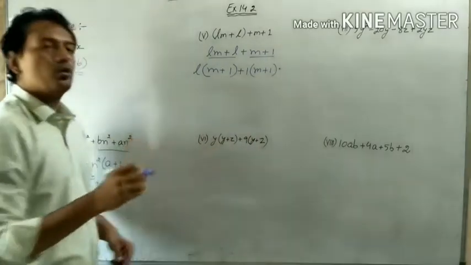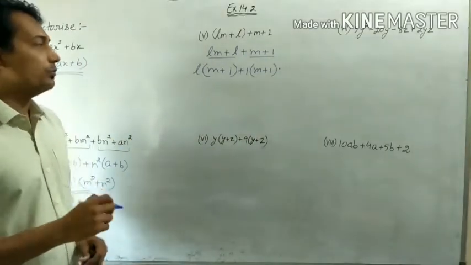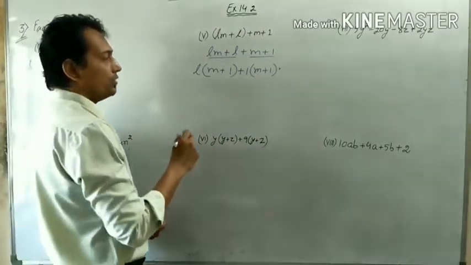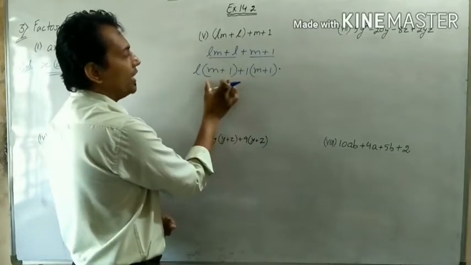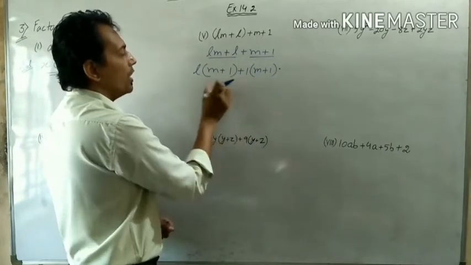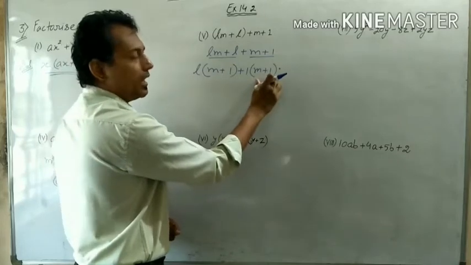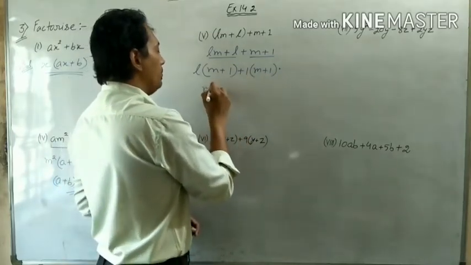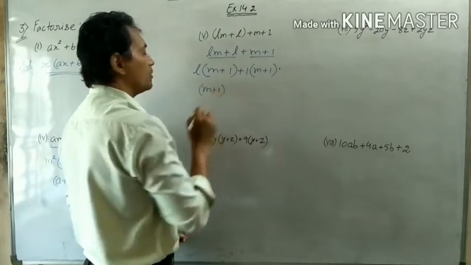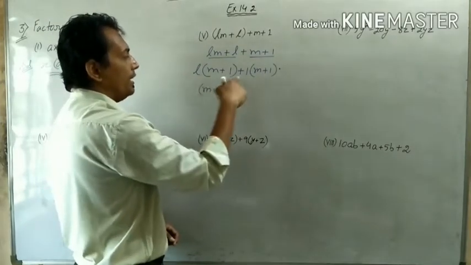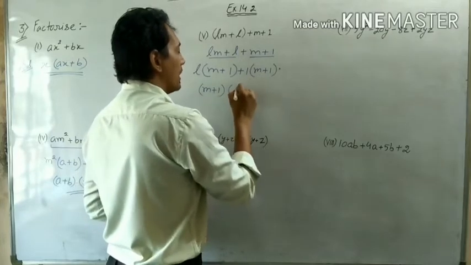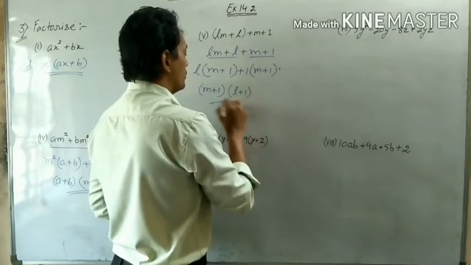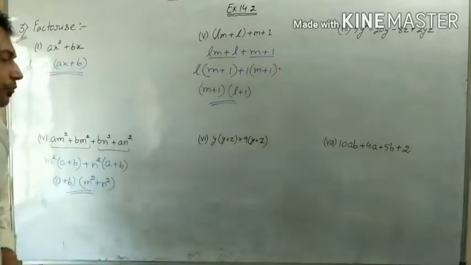Now students, how are you going to identify that you are doing the sum properly and it is correct? You need to check on both sides, the bracket part should be the same. Here you have m plus 1, again you have m plus 1, so you take it common, m plus 1, and the rest of the thing, that is L plus 1, you put in bracket, that is L plus 1. So this is your factorization.